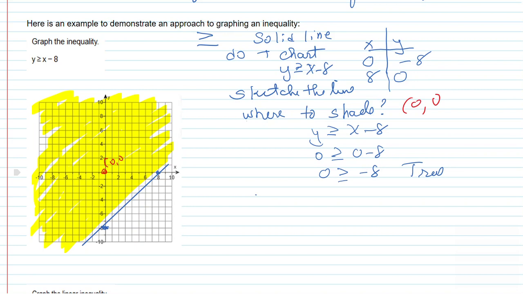So let's try the point. Just for grins, I'm going to do this one, and that is 7 and negative 3. All right. So I'm going to insert it into the inequality. And I have 7 is greater than or equal to, and I'm going to have a negative 3 minus 8.